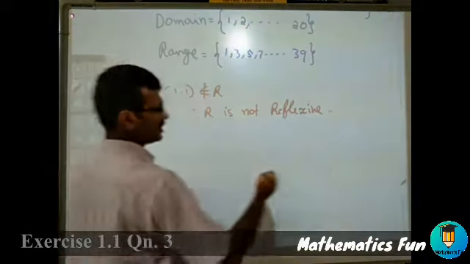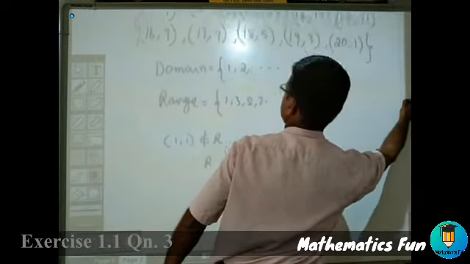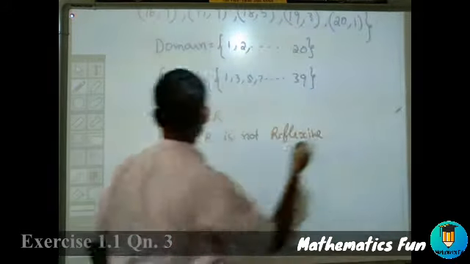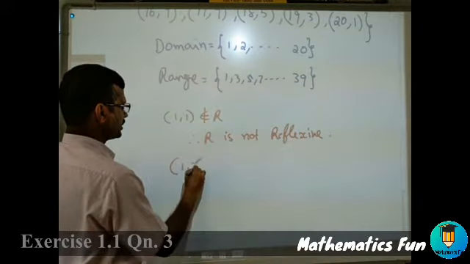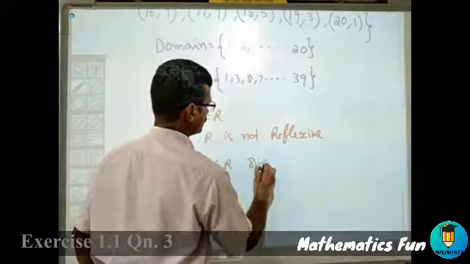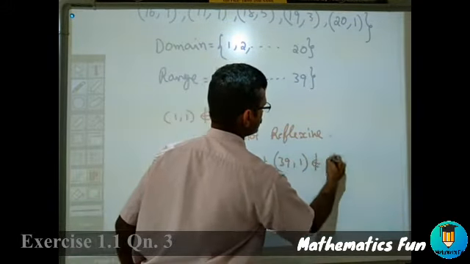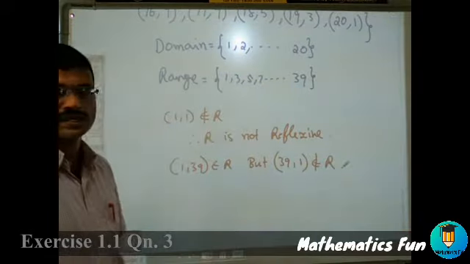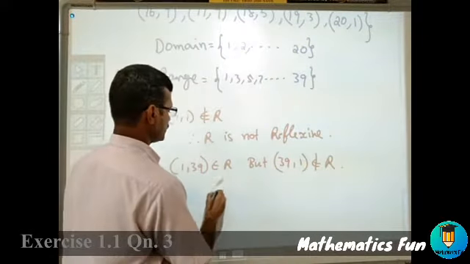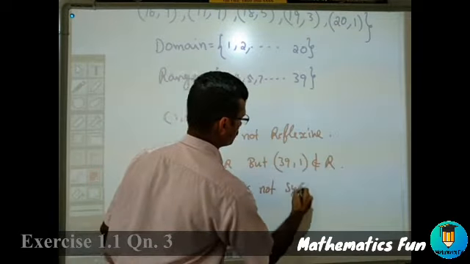So how can we write it? Just take one element, like (1, 39). (1, 39) belongs to R, but (39, 1) does not belong to R. Therefore R is not symmetric.